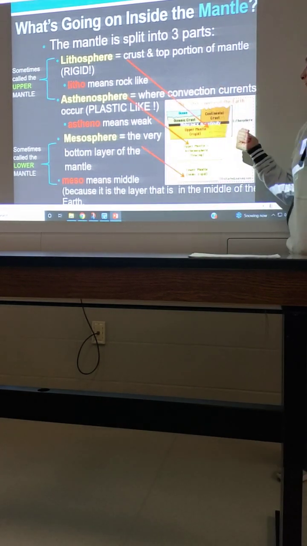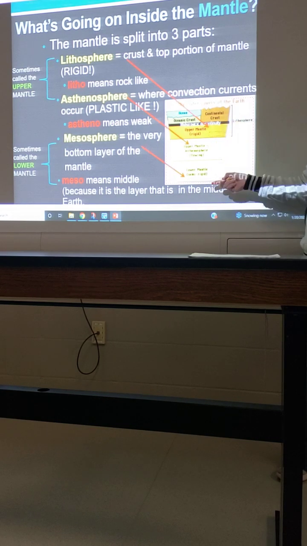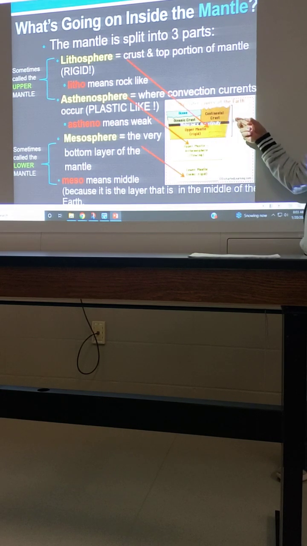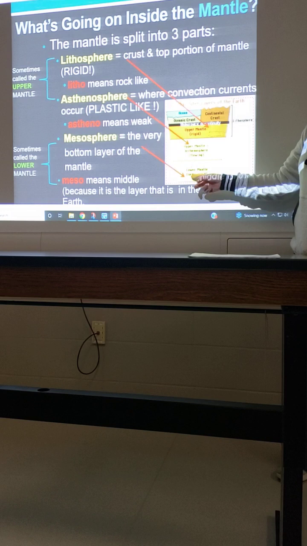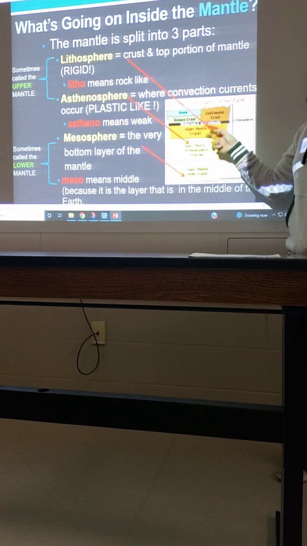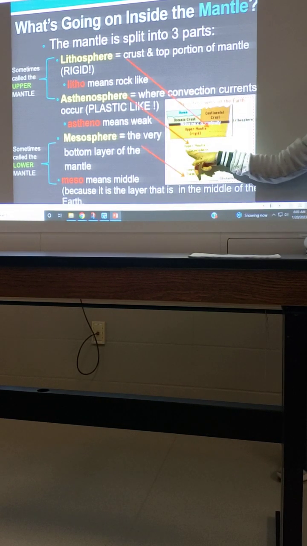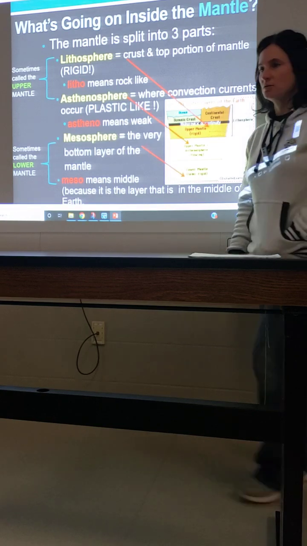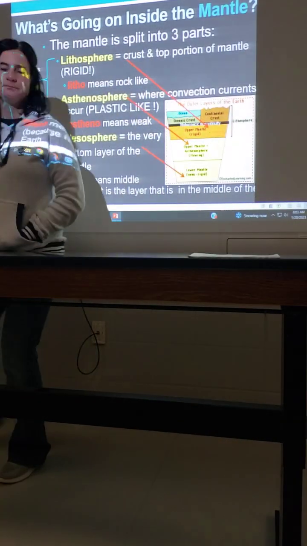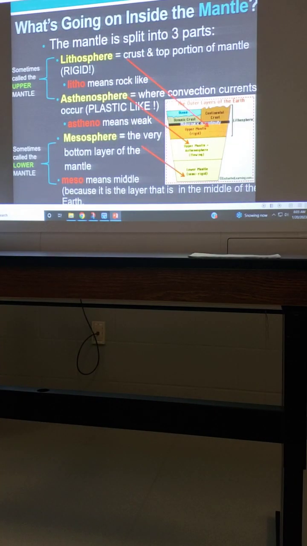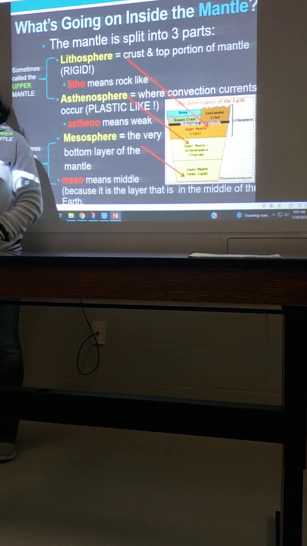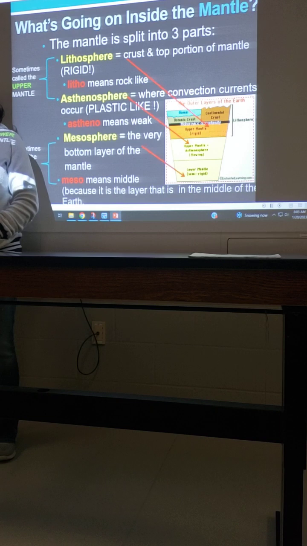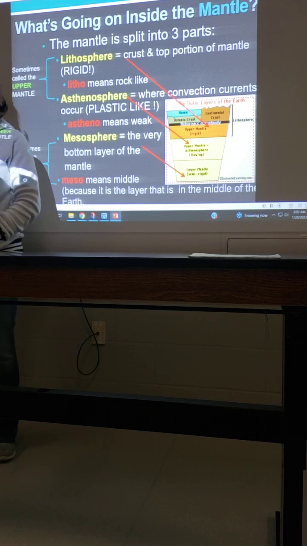But if you just remember, you go lithosphere, asthenosphere, mesosphere. Starting with L, A, and then M. Right? L for lithosphere, A for asthenosphere, M for mesosphere. And really there's nothing too special about the mesosphere, except that it is the closest to the core. So nothing too spectacular happens there.